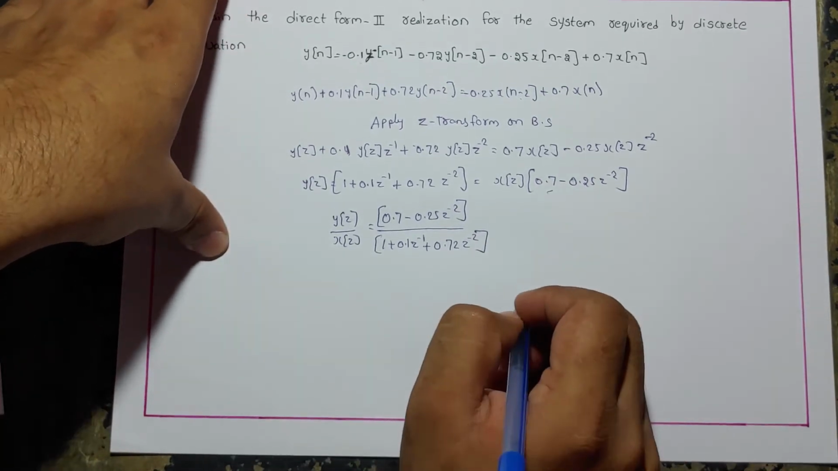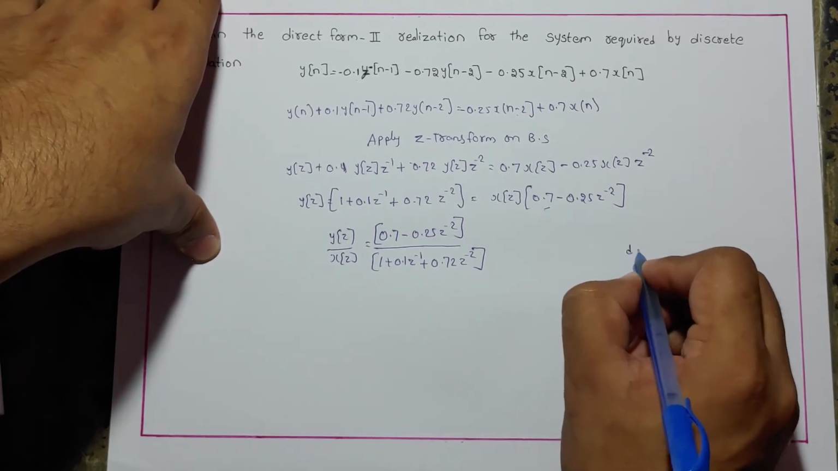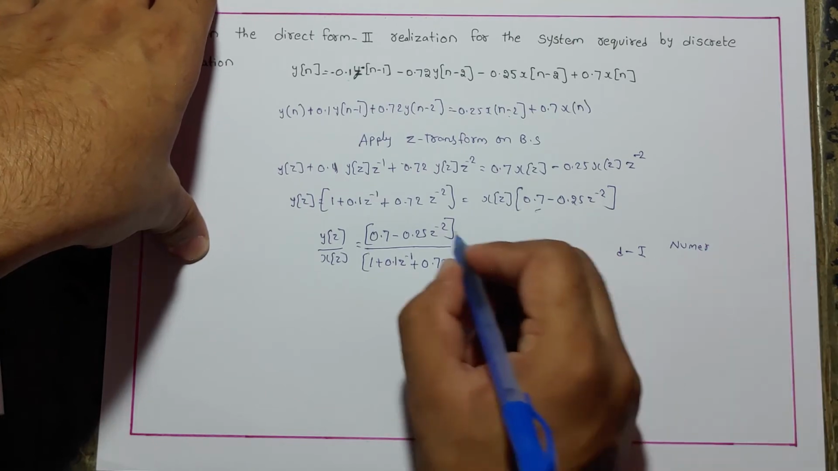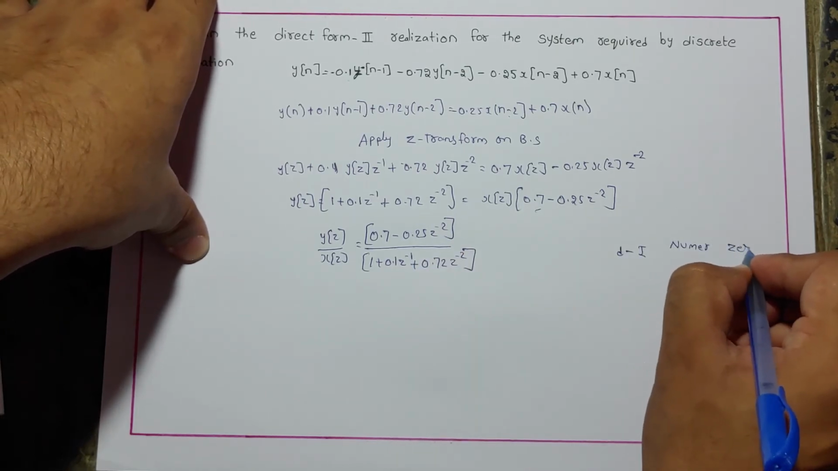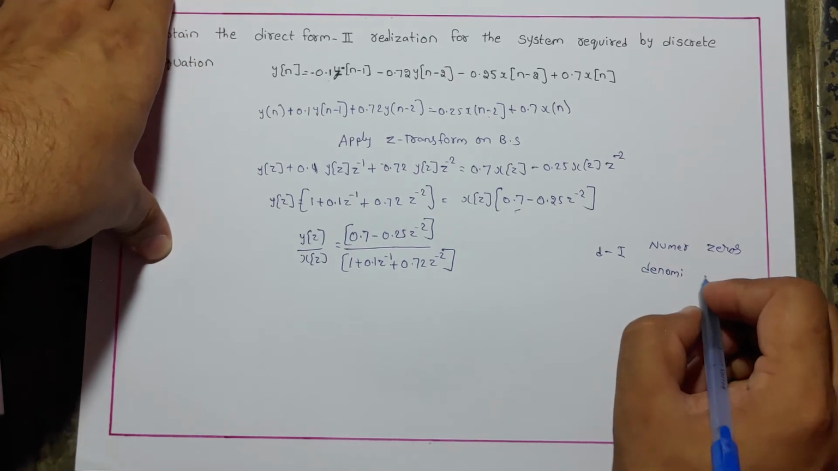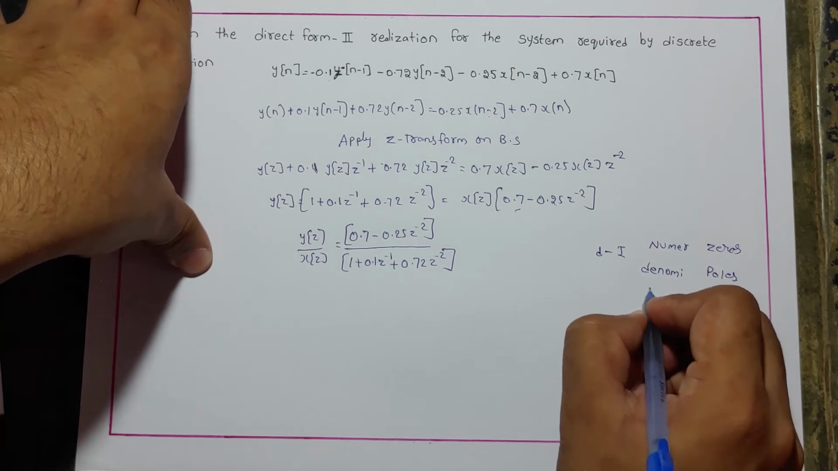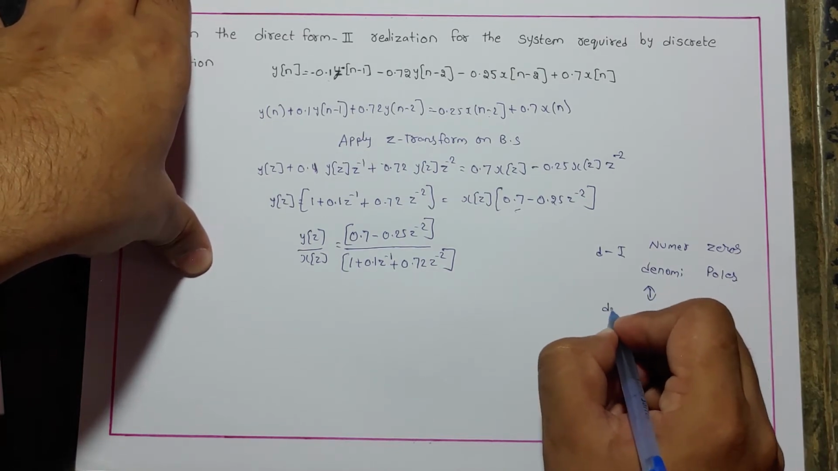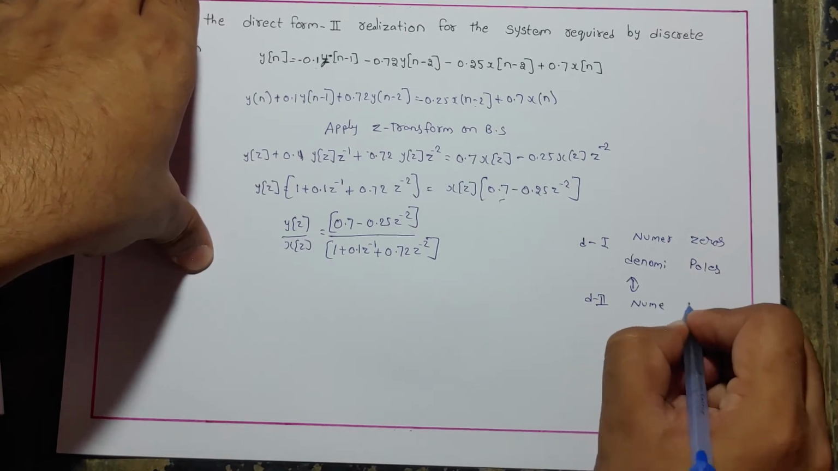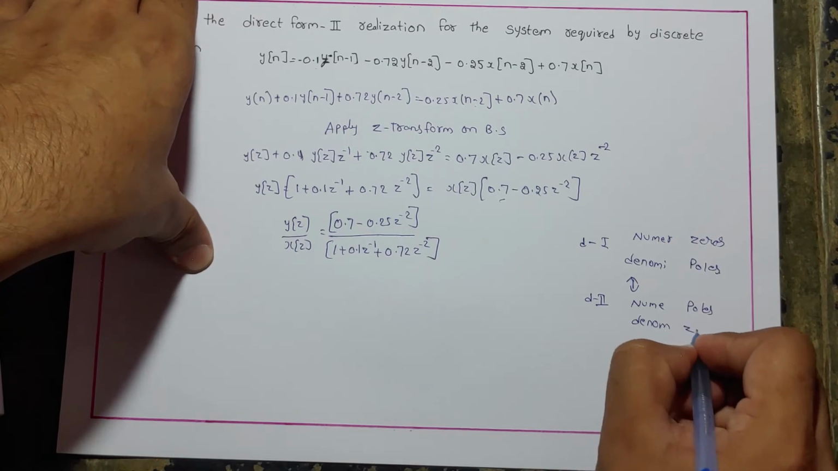The main difference between direct form 1 and direct form 2 is that in direct form 1, the numerator terms are known as zeros and the denominator terms are considered the poles, but it is reversed in the case of direct form 2. That is, the numerator is known as poles and the denominator is considered as zeros.